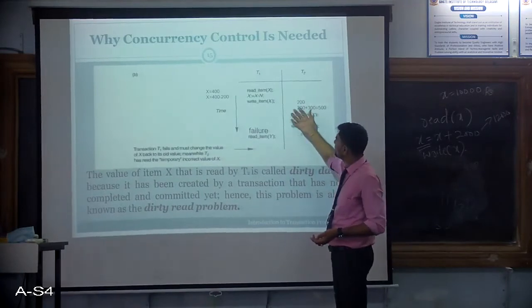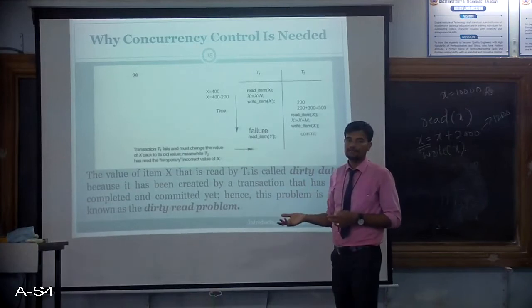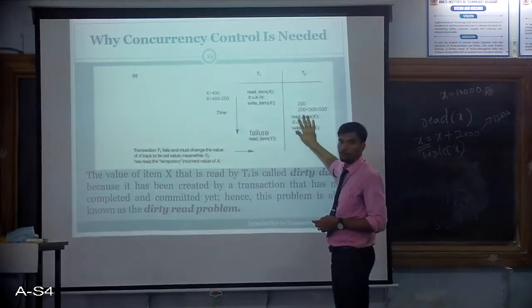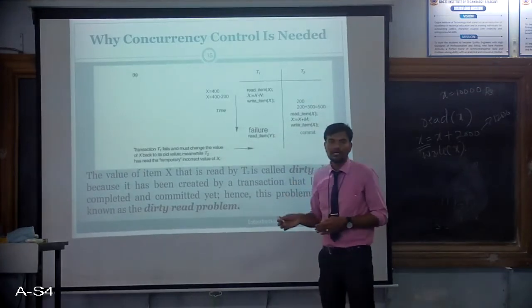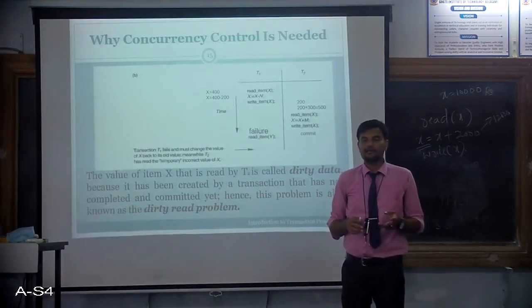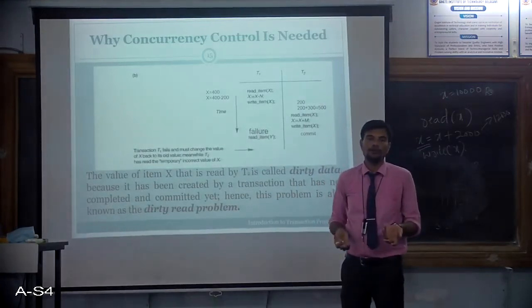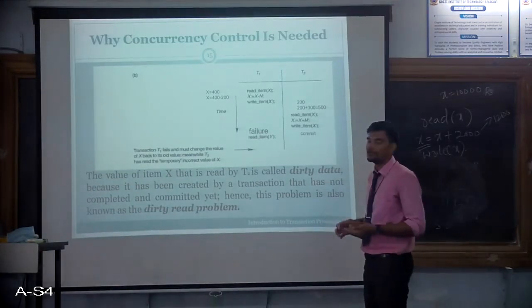Whatever value has been read by transaction T2 no longer exists, right? So this kind of problem is known as the dirty read problem. This kind of problem occurs whenever a transaction is executing and a failure occurs for some reason. In that case, we come across such a problem.